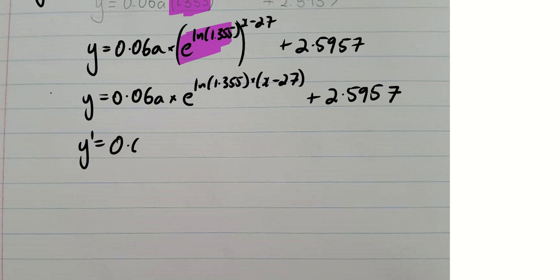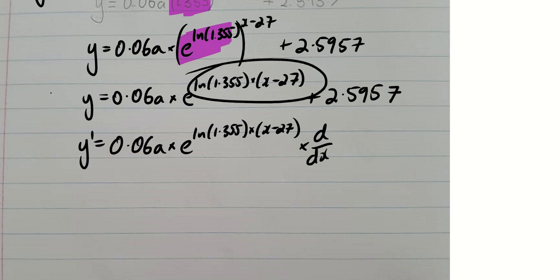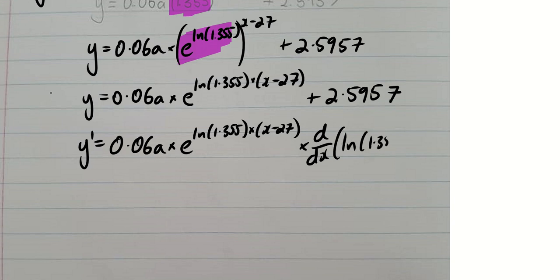The constant at the front is just going to come down. When I differentiate e to the power of something, it's e to that power, so I'm just writing this exactly as is. But remember, chain rule says I need to also multiply by the derivative of the function that's normally where x is. So multiply by the derivative of natural log of 1.355 times x minus 27. And then I can differentiate the constant, which I know is big fat 0, and I'm not going to write it there at all.